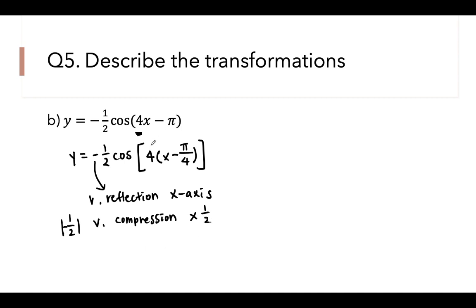Now for k, or the b value, it's 4. So when I take it out of the bracket, it becomes 1 over 4. So it's horizontal compression by factor of 1 over 4. And then we're moving right by pi over 4 because it's negative pi over 4 in the bracket. So when you take it out, it switches signs.